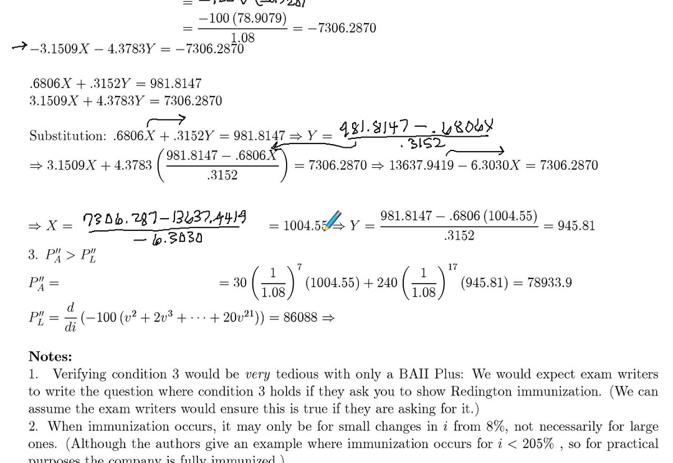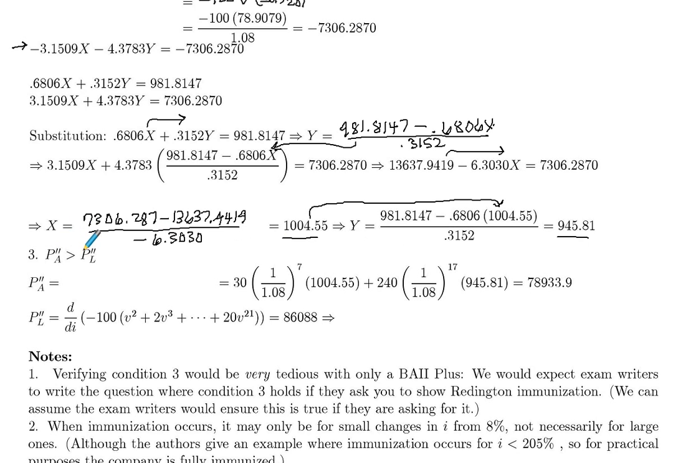And then once you've got x, you can plug back into either equation for y, but we've already solved this one here for y. So just take and plug in our x right there. So this 1004.55 gets plugged in right there, which is right here. And do the arithmetic there, the calculator work, you get 945.81. Okay, so now we've got two amounts. We've got our x, which is 1004.55, and we've got our y, which is 945.81. So now let's check these second derivatives and see if we've got Redington immunization.